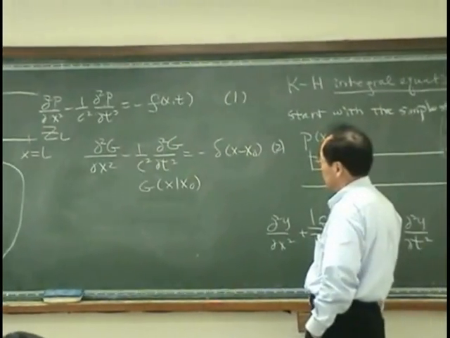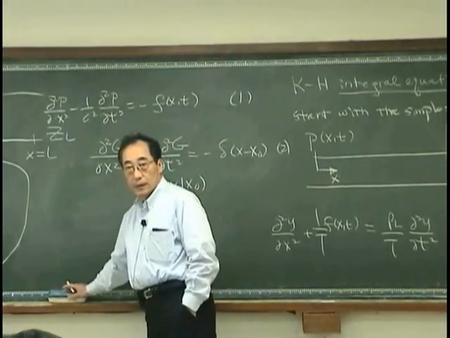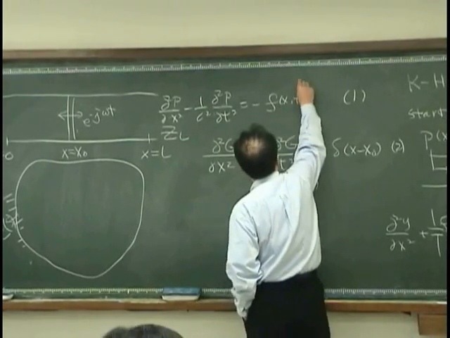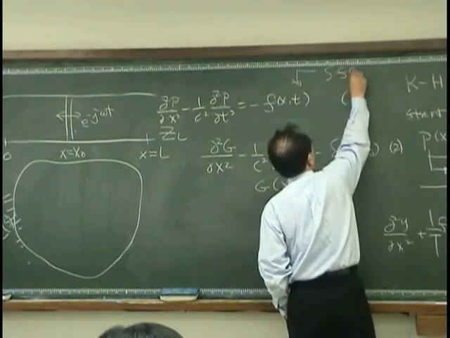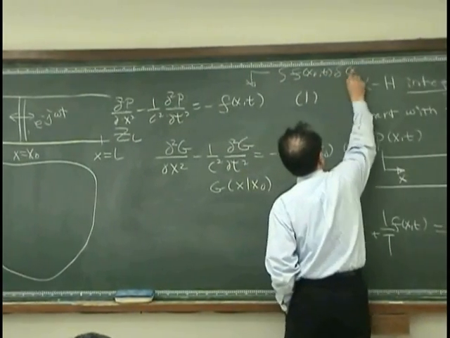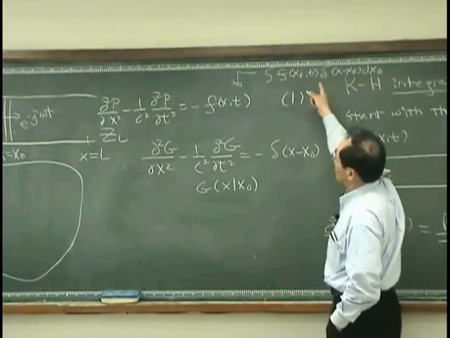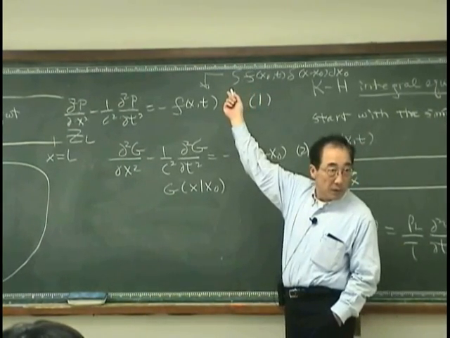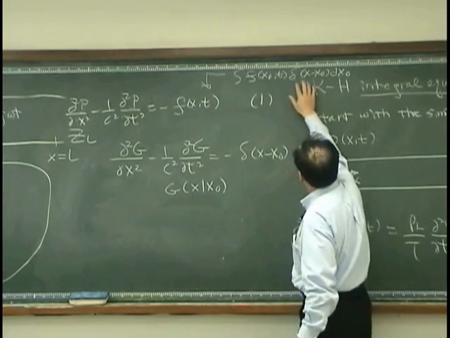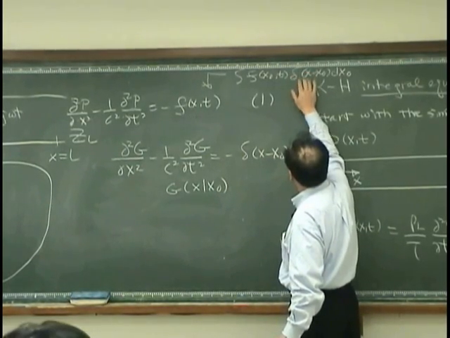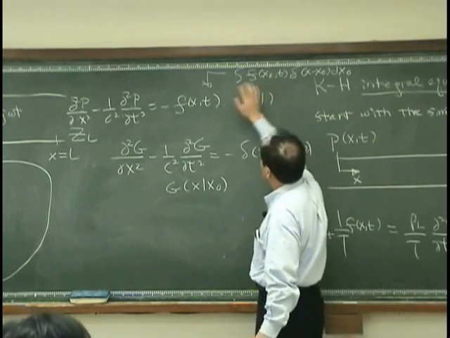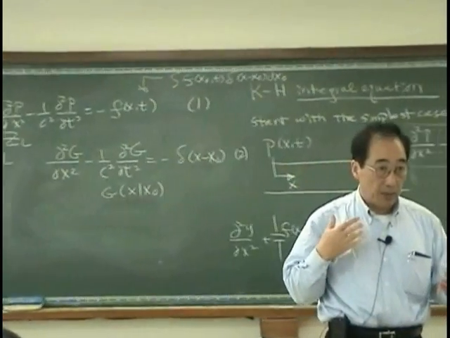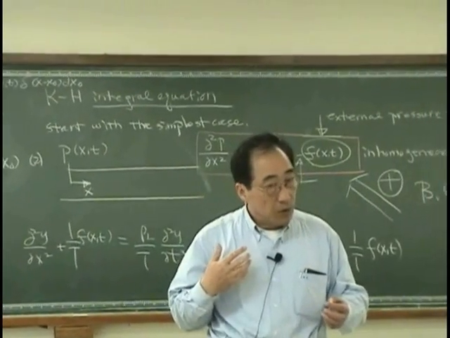And because this force can be expressed by the integration of f(x0,t) delta(x minus x0) dx0, right, using the delta function, what I'm trying to do is, if I know the solution due to this excitation, then because this is just the superposition of the responses due to the delta function, I might be able to get the solution due to a general f(x,t).